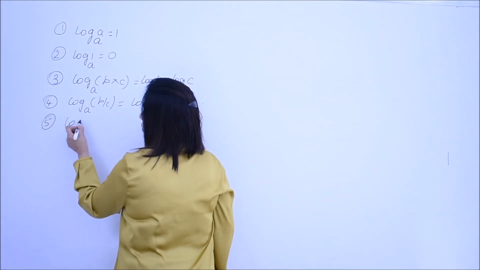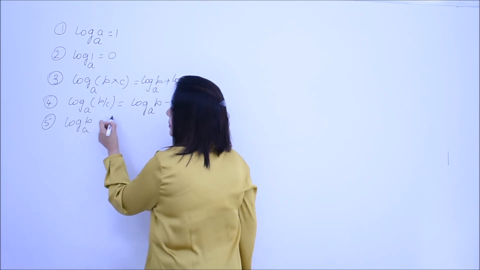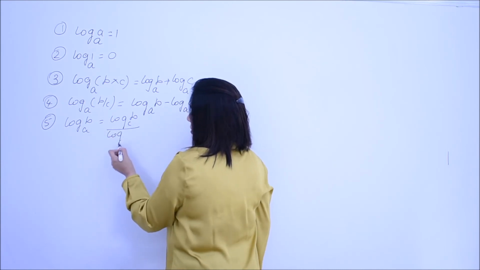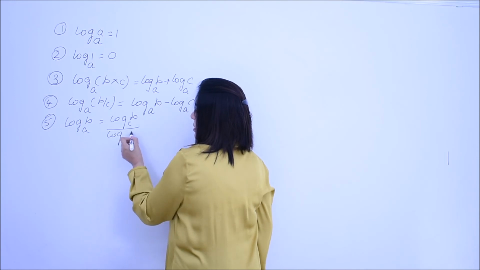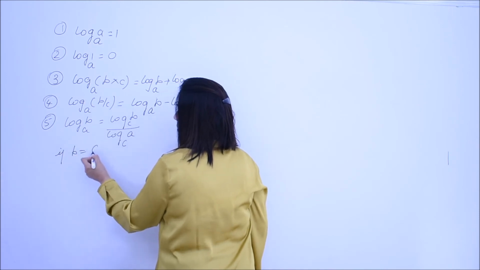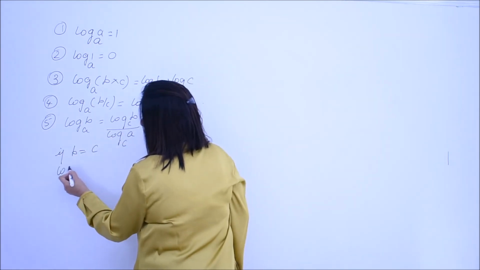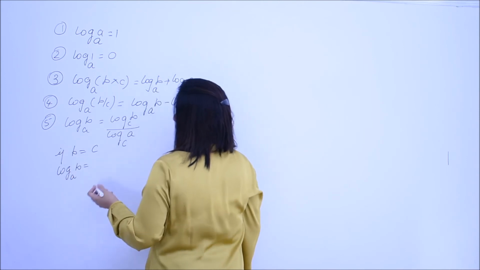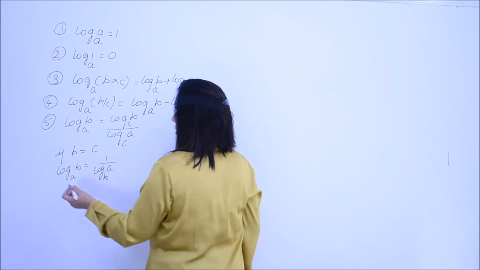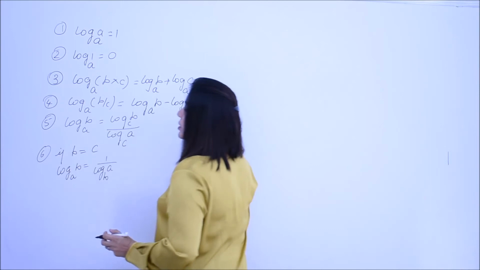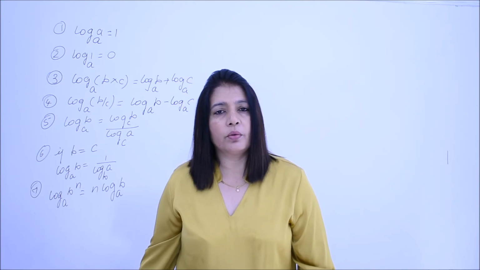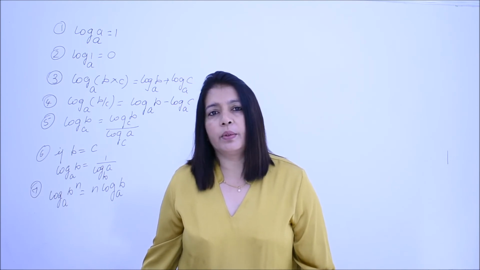Change of base law, log base A of B can be written as log base C of B upon log base C of A. If B is equal to C, then log to the base A of B is equal to 1 upon log to the base B of A. So far so good. So we will see now today practice examples which are based on our laws. First we'll run through the laws once again and then we'll start with the examples.